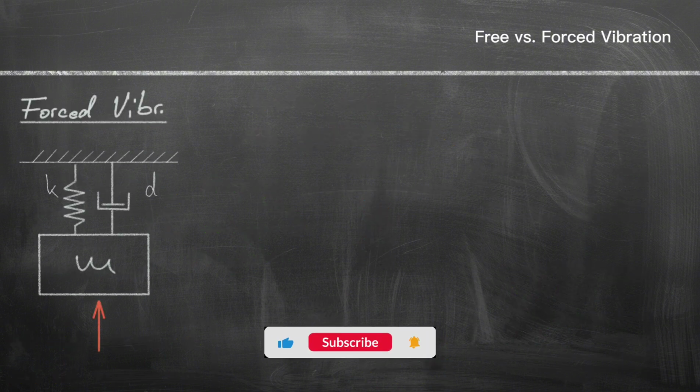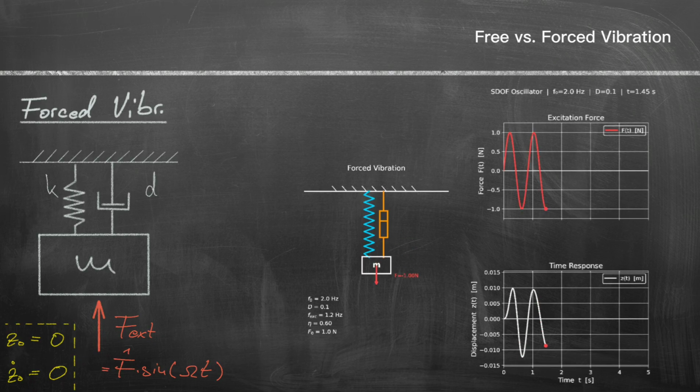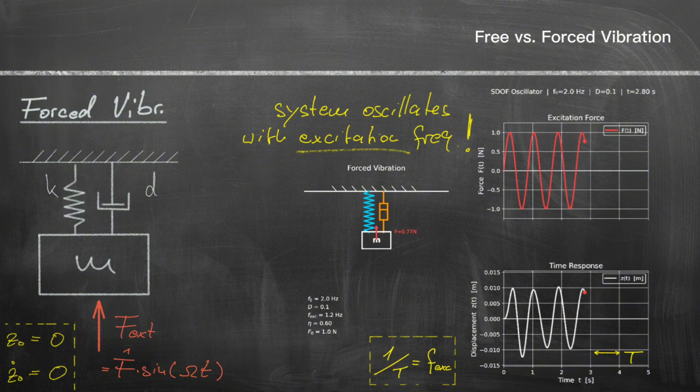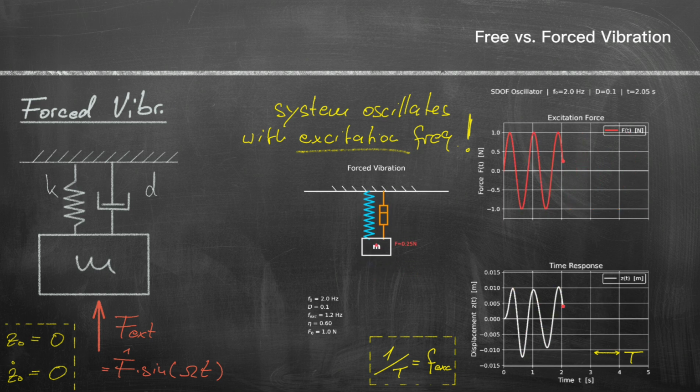Now let us consider forced vibration. In this case, we remove the initial conditions and instead apply the harmonic excitation force. F external is equal to F hat times the sine of omega t. Energy is now continuously supplied from an external source, and the system oscillates with exactly the excitation frequency, not in its natural frequency anymore.